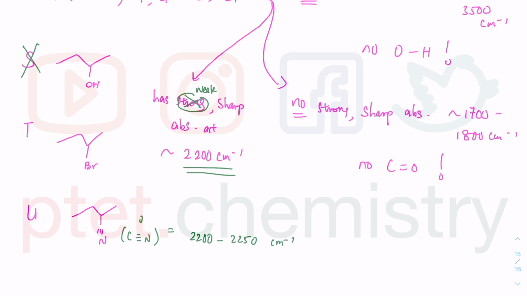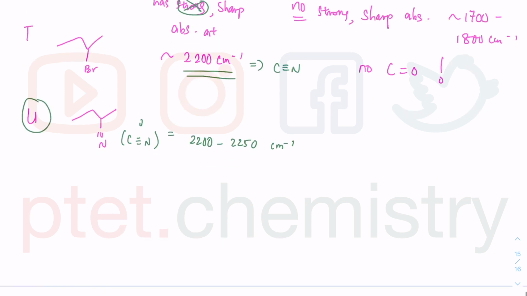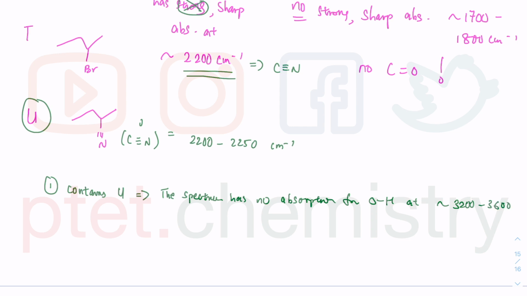So this must be C triple bond N, and therefore I can rule out any other one. So in your answer, identify. Well, actually there's a lot of things they want you to do. So what do they want me to do? They want me to explain how this spectrum confirms the unknown sample contains U. Well, okay. The spectrum has no absorption for OH at around 3000. What does it say in the data booklet? OH is around 3200 to 3600 wave number.